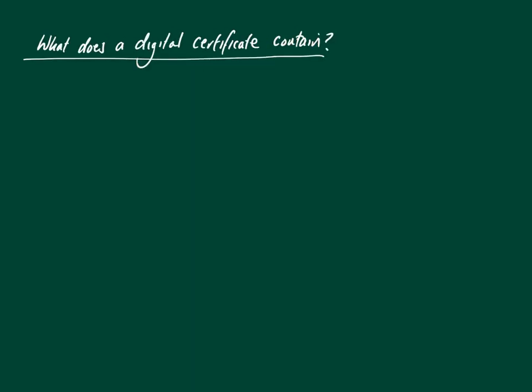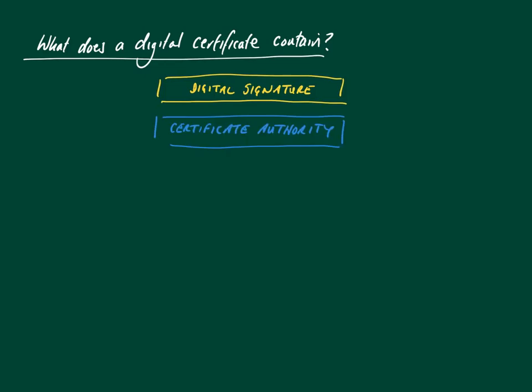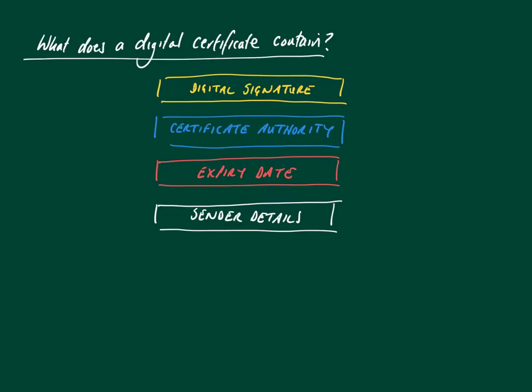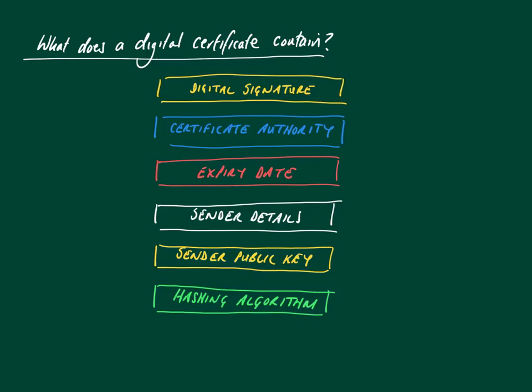Now, you know from a previous slide that the digital certificate contains the digital signature, that's the encrypted hashed digest of the message. But it also holds other things, such as the detail of the certificate authority that issued it. It's also got the expiry date of the digital certificate. It'll have information about the sender, so their username, the computer they use, maybe the network device or the IP address. It's also got the sender's public key, that's really important. And it's also got details of the hashing algorithm that was used to generate the digital signature. And that's also very useful.